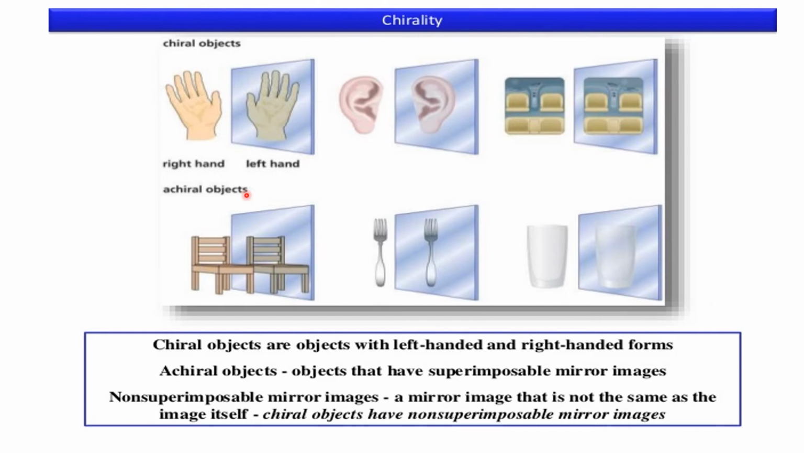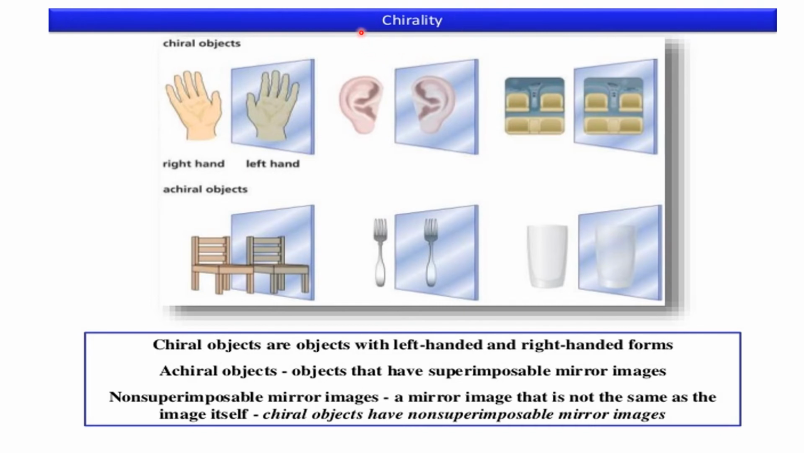Now just see here, I have a right hand here, and if I see this right hand in a mirror, it appears like the left hand, and this right hand and left hand form a non-superimposable object to mirror image relationship. That means the object and the mirror image do not undergo superimposition. Hence, this object is chiral, and the phenomenon is called chirality.